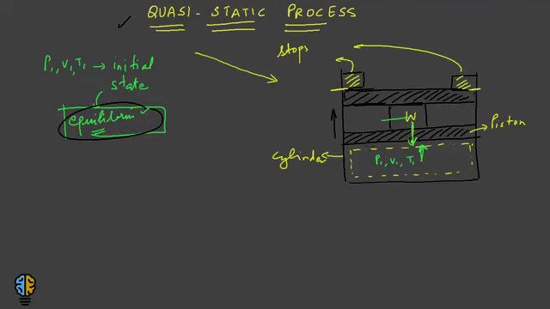So this is an equilibrium state. As soon as you remove the load on top of the piston, there is a force imbalance between the system and the surroundings, and the piston moves upwards and deviates away from the equilibrium state. Now after it hits the stops, the system stays there and it eventually attains the equilibrium state again.